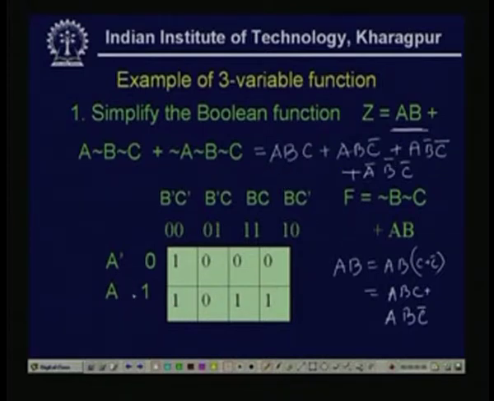So, this one is for A B C. Now, A B C bar, this one is for A B C bar. Now, this is for A B bar C bar, and only one is left, A bar B bar C bar. So, these are the 4 terms.